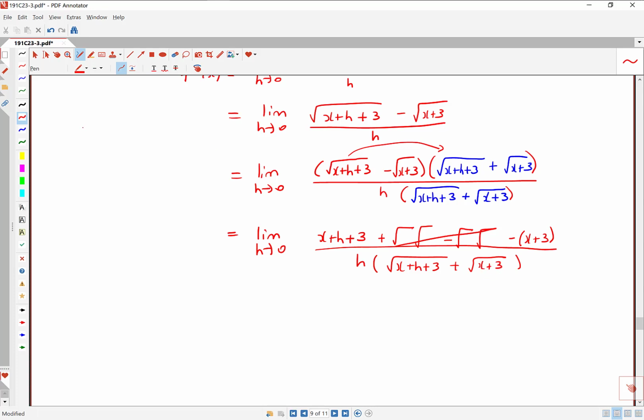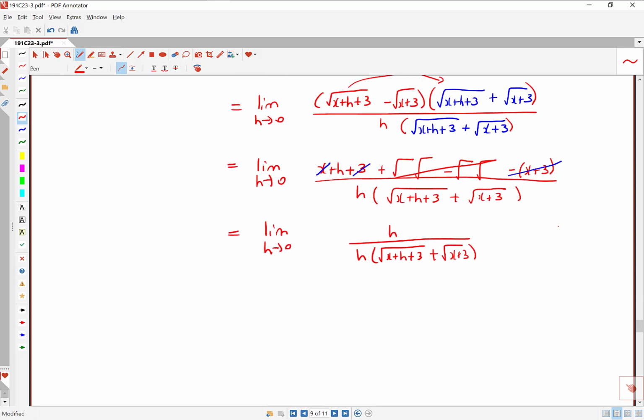Okay, and now we're getting somewhere. See, we're going to have a lot of nice cancellation in the numerator. We've got this x plus 3. That's going to perfectly cancel with the minus x plus 3. So we've now really just got an h on top. Let's do our next step on another line. So we've got h on top, and on the bottom h times the conjugate radical, root x plus h plus 3 plus root x plus 3.